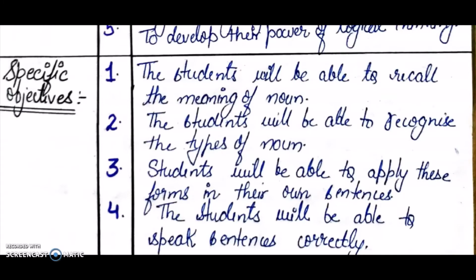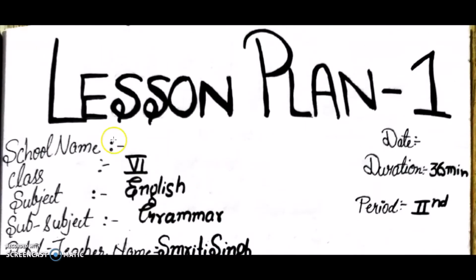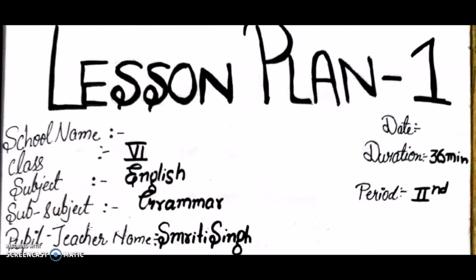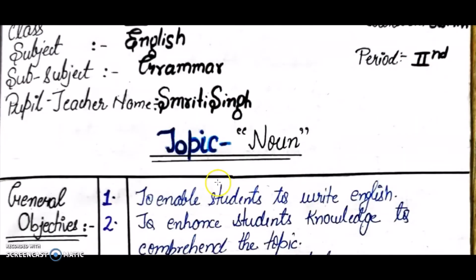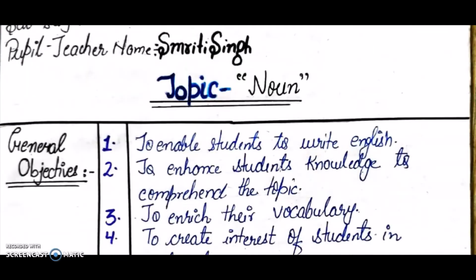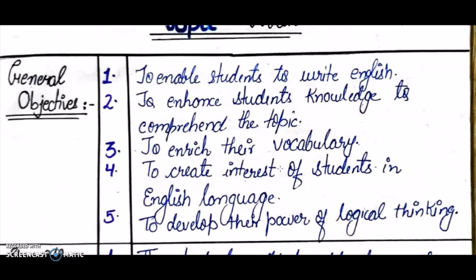On the left side you will write school name, then class, then subject, then sub-subject, then pupil teacher name, and on the right side you will write date, duration and period. Then comes our topic, that is noun. Then you will write the general objectives and then specific objectives. So the general objectives are to enable students to write English, to enhance the students' knowledge to comprehend the topic, to enrich their vocabulary, to create interest of students in English language, to develop their power of logical thinking.